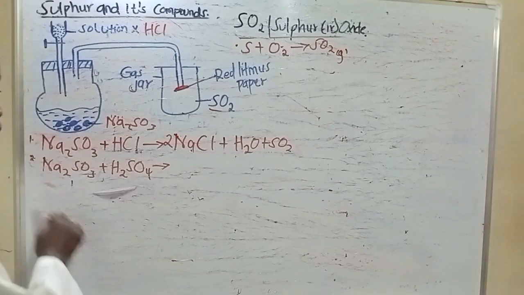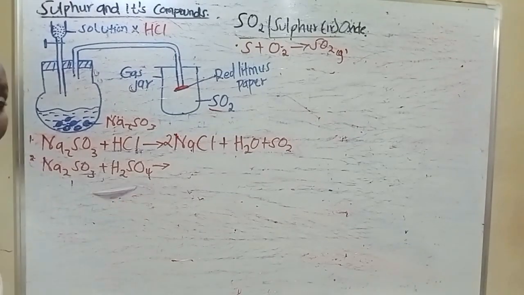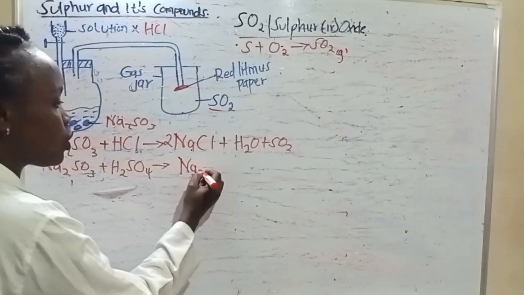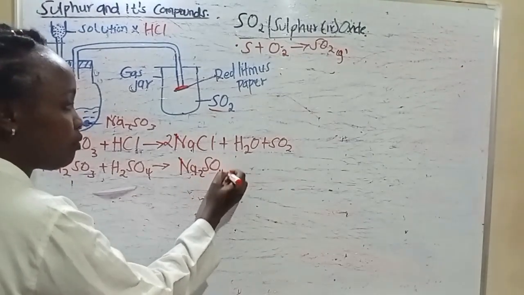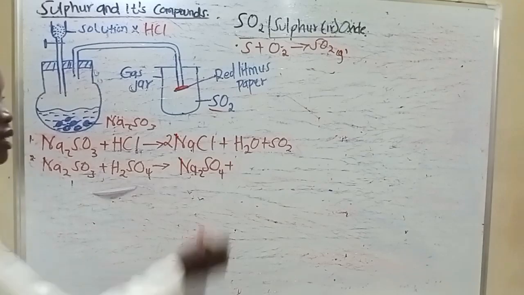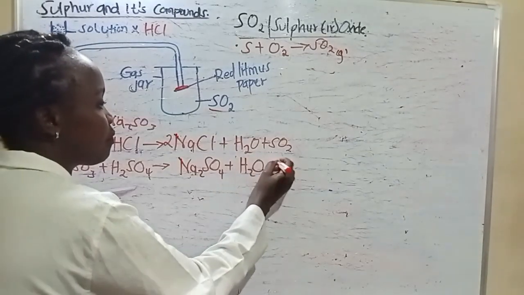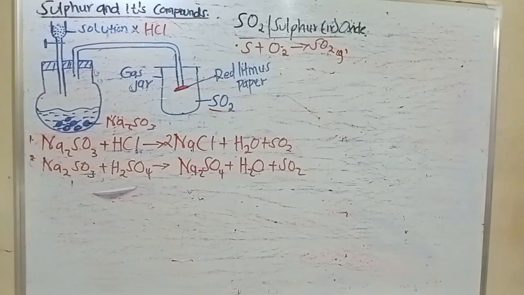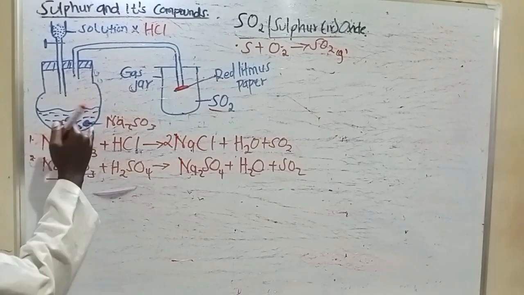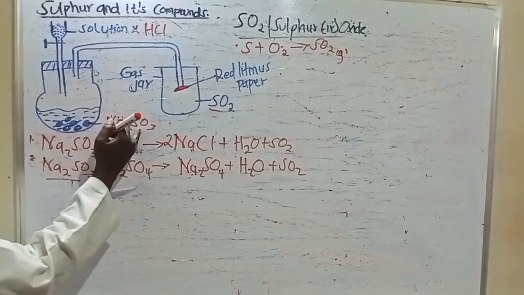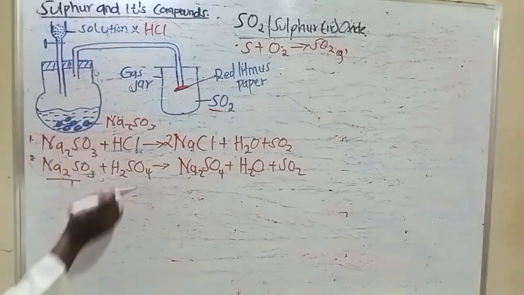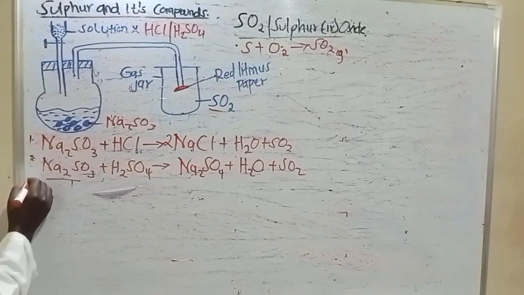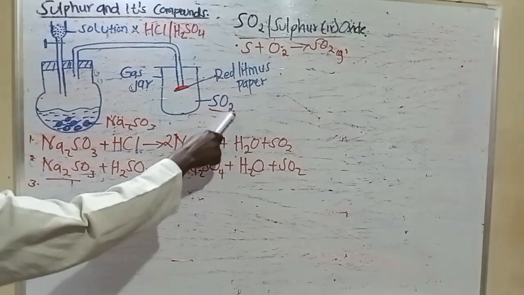Now, the other method that you can use in preparation is still by reacting sodium sulfite with sulfuric acid. Now, when you react, you're going to form a sulfate salt, which is going to be sodium sulfate, plus water, plus sulfur dioxide. So this means still our solid W will be sodium sulfite, and our solution X can also be sulfuric acid.